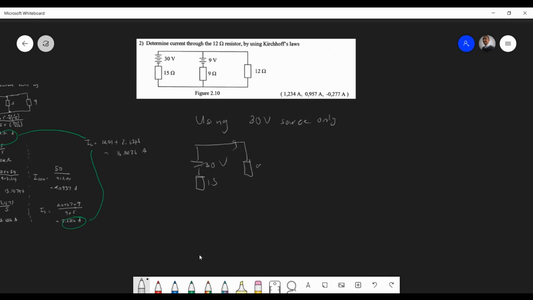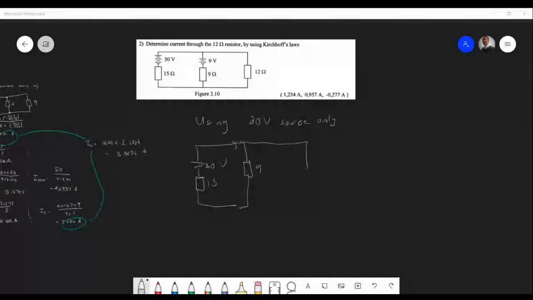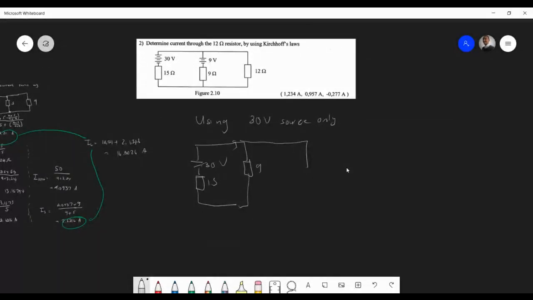9 ohms, sorry, 9 ohms and 15 ohms. Yes, and we have our 12. So of course we're trying to find the current going through our 12 ohm here. And then, can you mute your mic, please? So simple. All you have to do again, you can say the 9 and 12 is parallel if you want. It's one way.